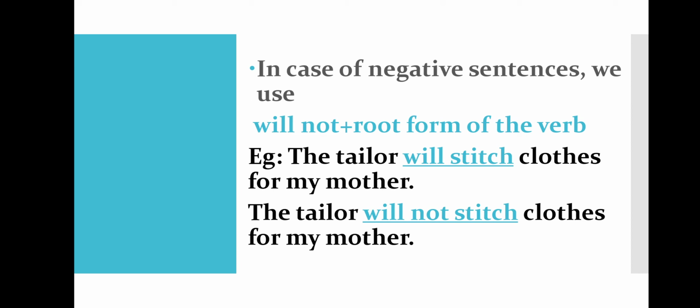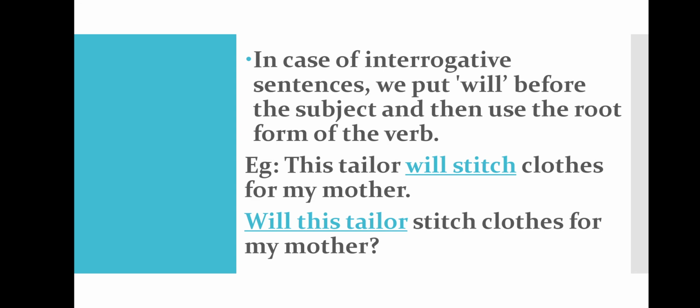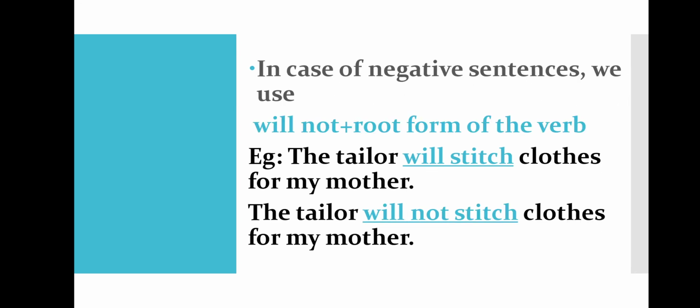So we have already discussed in the last lessons that in negative sentences we use not. Yes or no? So in the case of future tense sentences we use will and will not. For making negative sentences we use not. The tailor will stitch clothes for my mother. The tailor will not stitch clothes for my mother. I hope you understood.